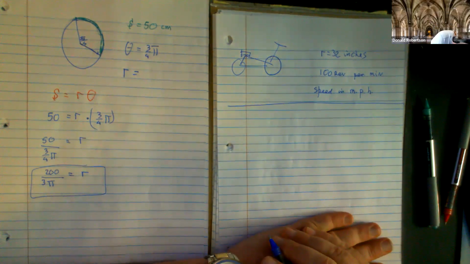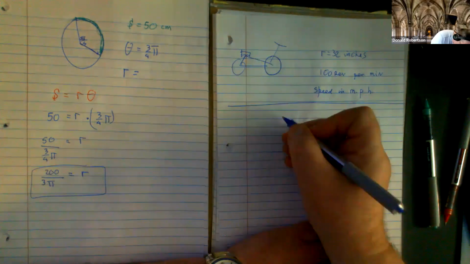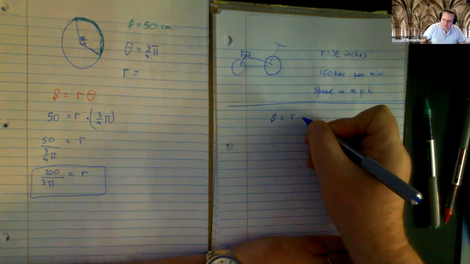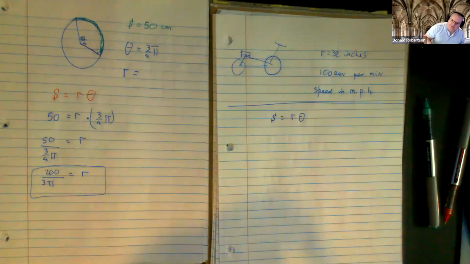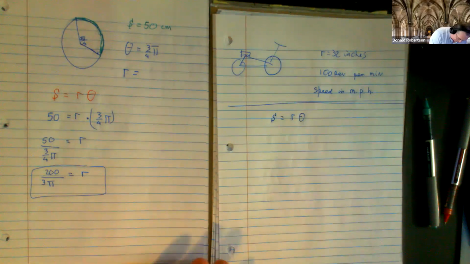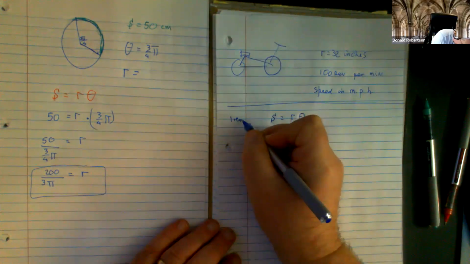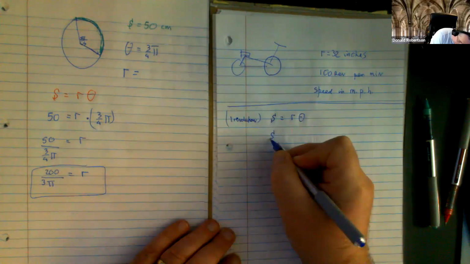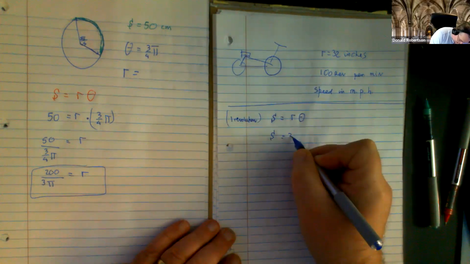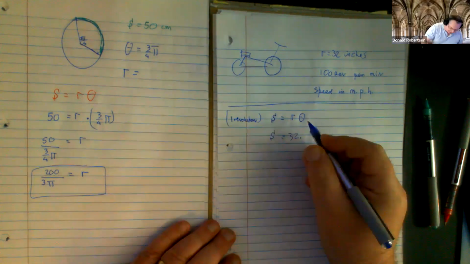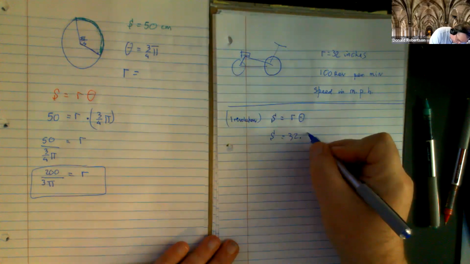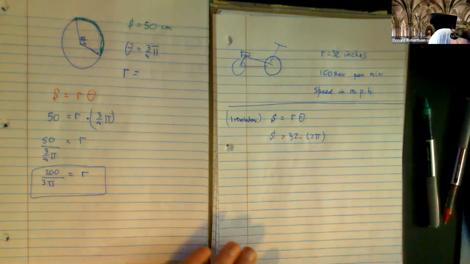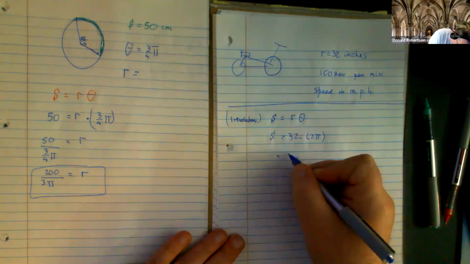So first thing I'm going to do is find out what the circumference of a single turn would be. In other words, how far would you travel in just one revolution? And so that is simply 32 times theta. If you do a complete revolution, isn't that just 2 pi? And so that is going to become 64 pi.